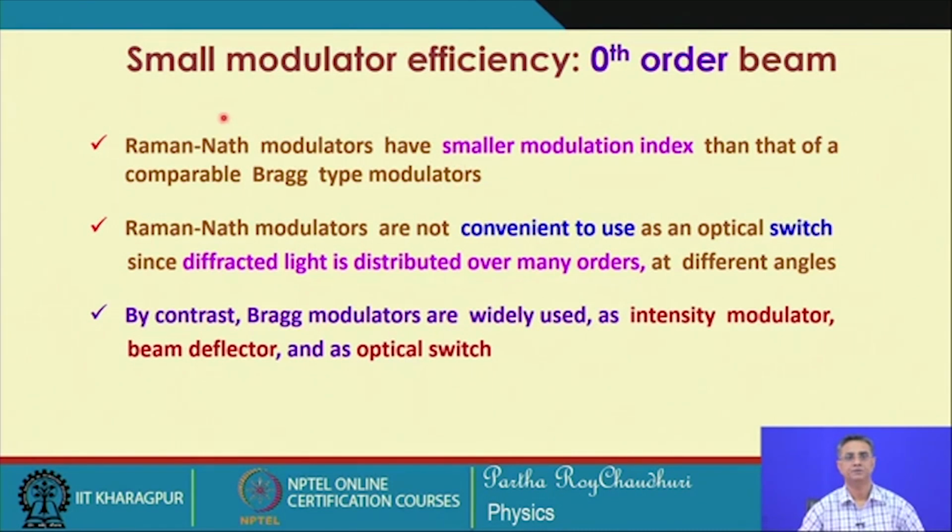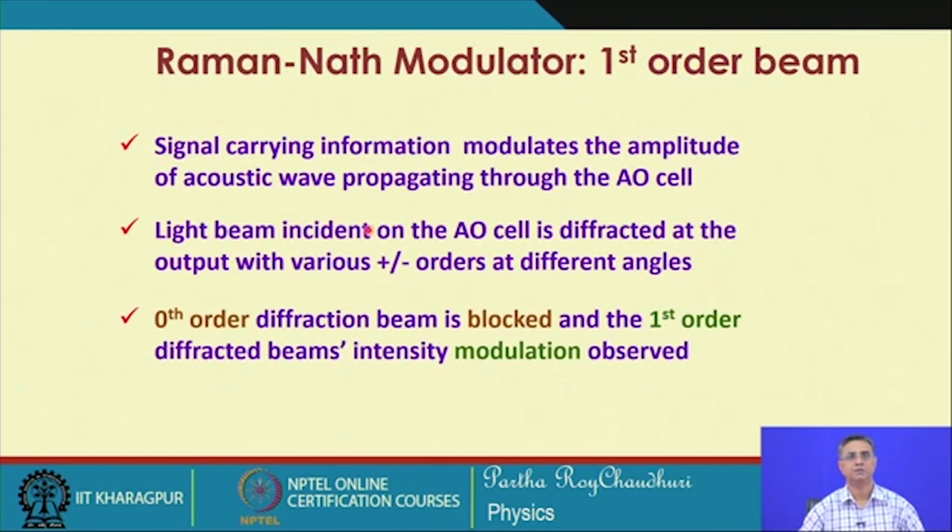Small modulator efficiency: the Raman-Nath modulators have smaller modulation index than that of the comparable Bragg type of modulators. Raman-Nath modulators are not convenient to use as an optical switch, since the diffracted light is distributed over many orders, and that too happens at different angles. Therefore, it is difficult to track all of them. By contrast, Bragg modulators are widely used for optical modulation, beam deflection, and also optical switches.